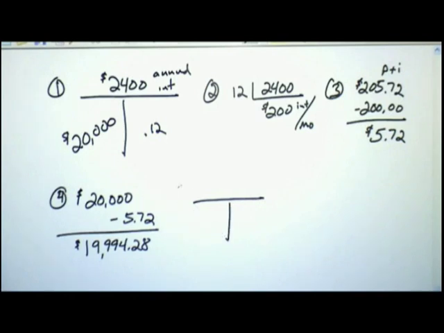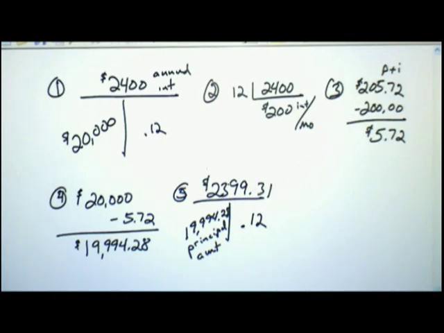I can go right back into my T and take $19,994.28, multiply it by my interest rate, which does not change. Remember, this is my new principal amount. And based on this new principal amount, my annual interest would be $2,399.31.